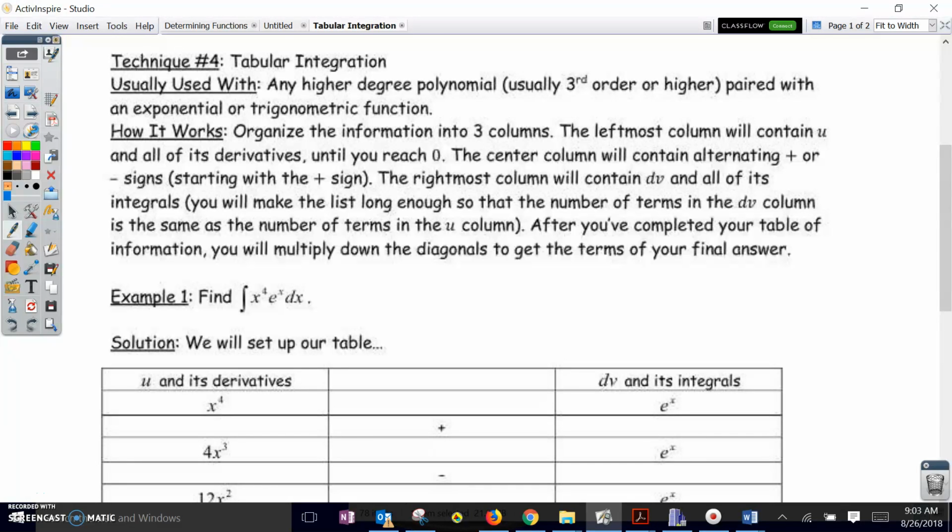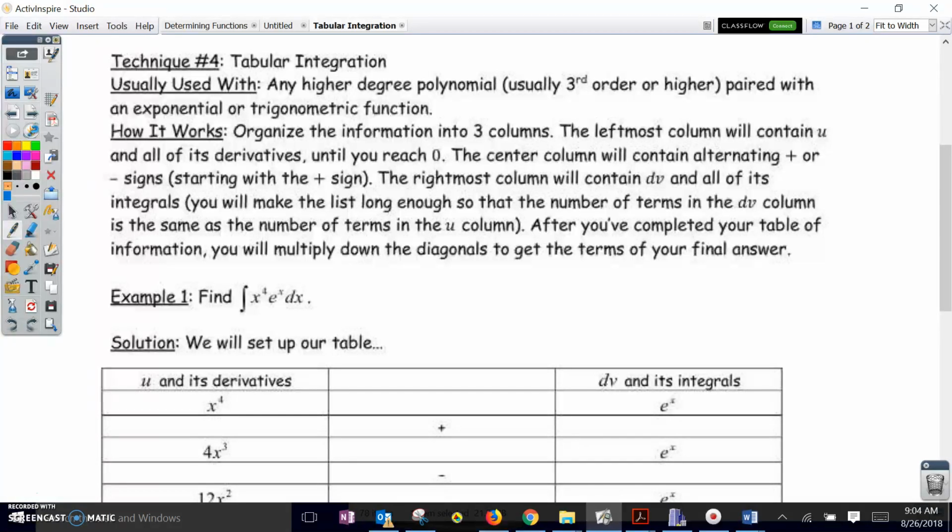Alright, in this lesson we're going to look at our last technique for integration by parts, which is tabular integration. We'll use tabular integration whenever we have a polynomial, a higher order polynomial paired with an exponential or trigonometric function. All the problems we do with tabular integration we can do with multi-step integration by parts. The nice thing about tabular integration is it saves us a lot of writing in finding our answer, and a lot of lines of work.